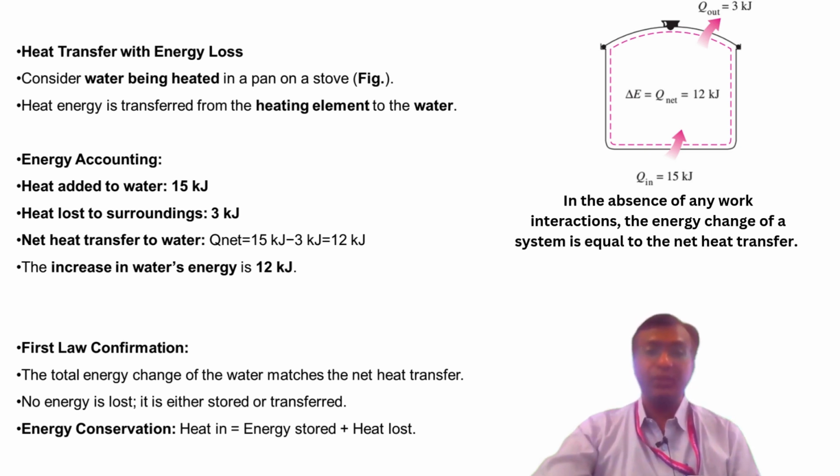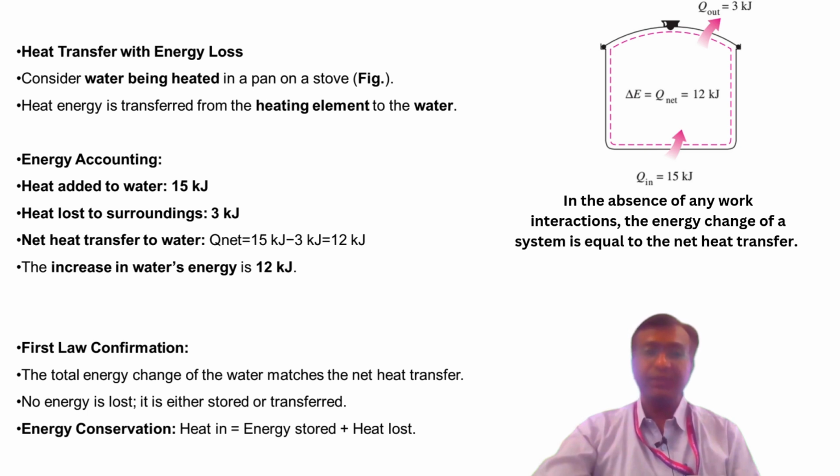According to the first law of thermodynamics, the increase in the water's total energy must be equal to the net heat transfer to the water. In this case, the increase in the water's total energy is 12 kilojoules. This example confirms the first law: the total energy change of the water matches the heat transfer. No energy is lost. It is either stored in the water, increasing its internal energy, or it is transferred to the surrounding.